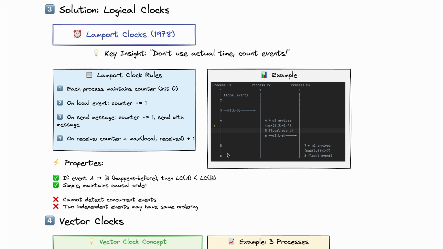As you can see, when we are sending a message, each process compares the local time with the received time. So we are not counting the time, we are counting the actual events.